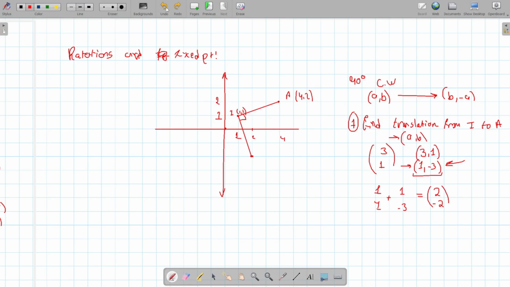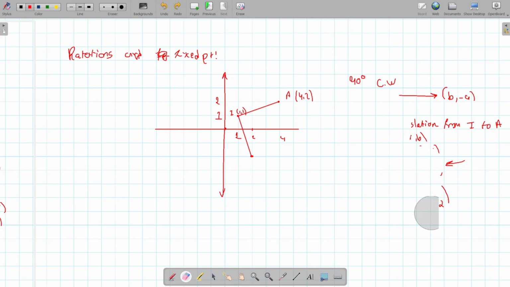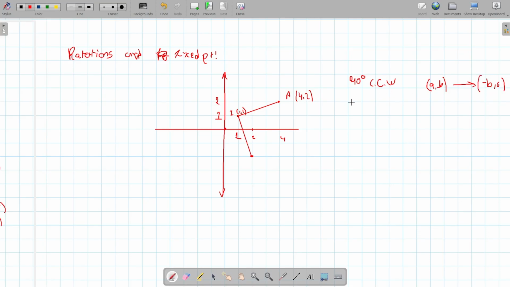So that's the steps. Let's say I want to solve it counterclockwise. Counterclockwise, we said A comma B goes to minus B, A. The first step is to find A comma B, right? We found it last time: 4 minus 1 and then 2 minus 1. You get 3, 1. This is my A comma B. So it becomes minus 1, 3. This is the translation I now need to apply to my point of rotation, which is 1 comma 1.